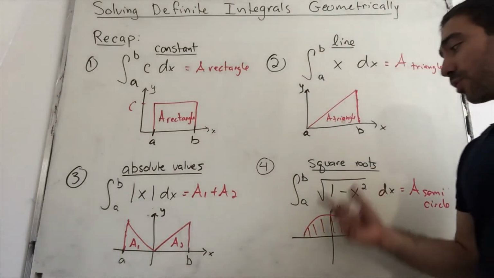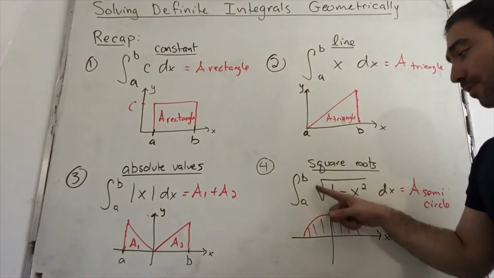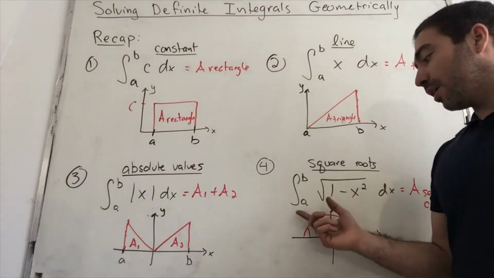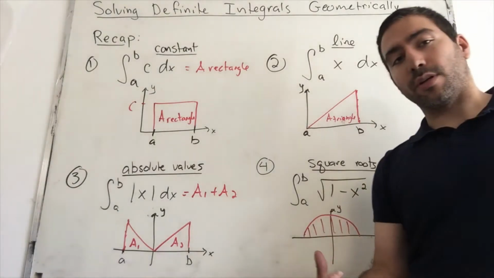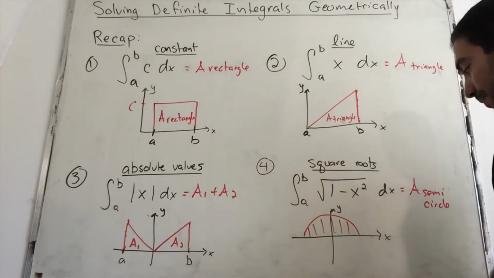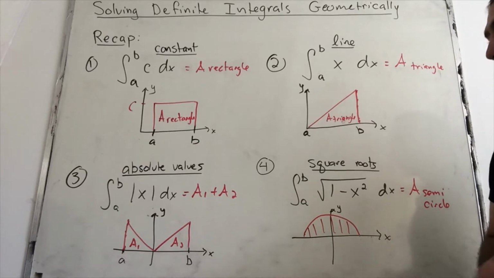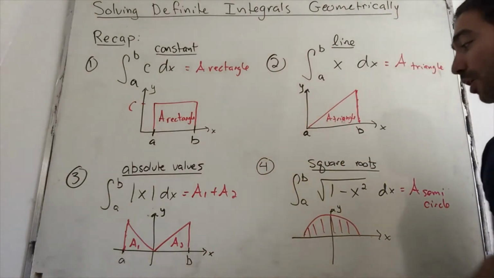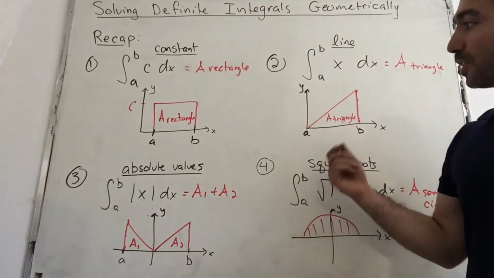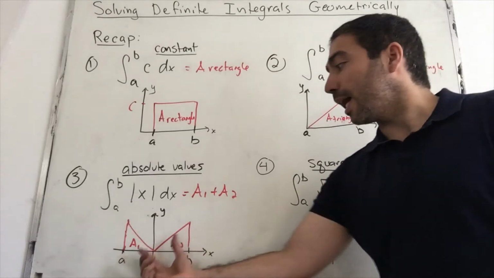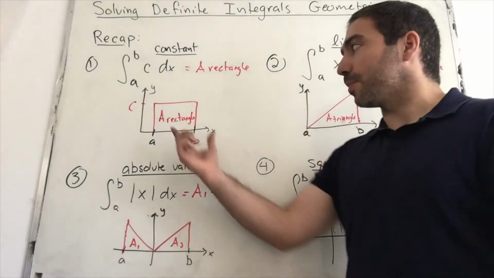And finally, if you have square roots, specifically of the form the square root of a number minus x squared, then we're dealing with semicircles or quarter circles, depending on the bounds of integration. So these are the four new types of integrals that we could integrate without solving them using Riemann sums, just by looking at their actual functions and finding the areas with formulas that we know.